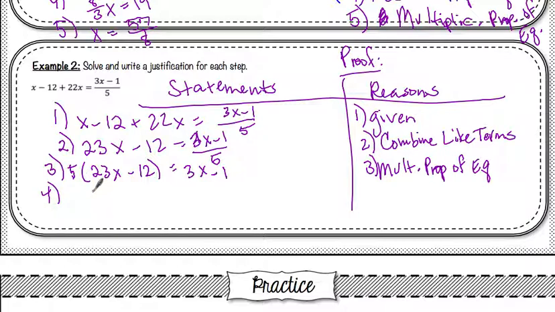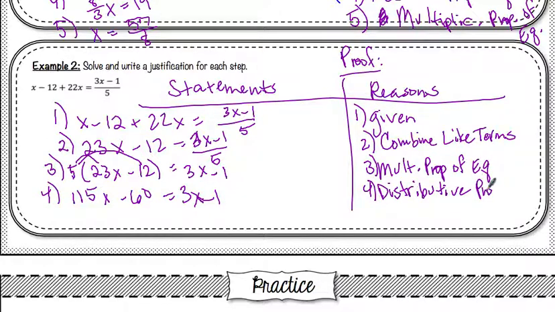Okay. The next thing I'm going to do is distribute this 5. 5 times 23 is 115. 115x minus 5 times negative 12 is 60. Well, it's actually negative 60 equals 3x minus 1. This is 115x minus 60 equals 3x minus 1. We distributed. So we're going to say this is the distributive property of equality. Okay?